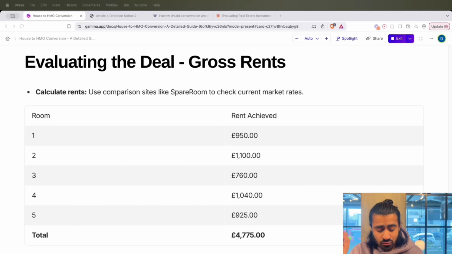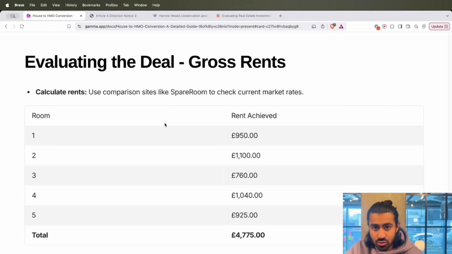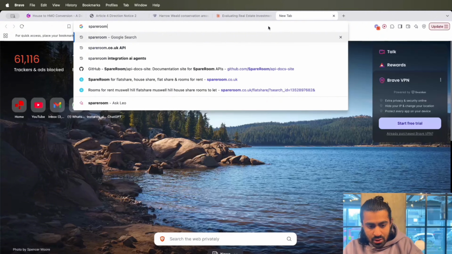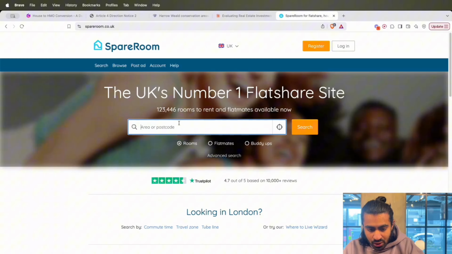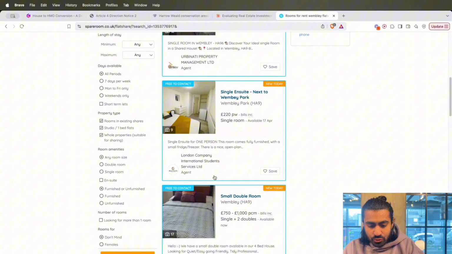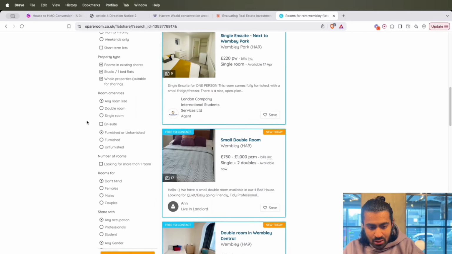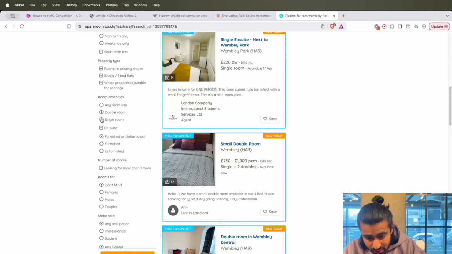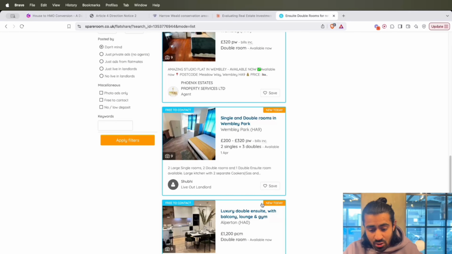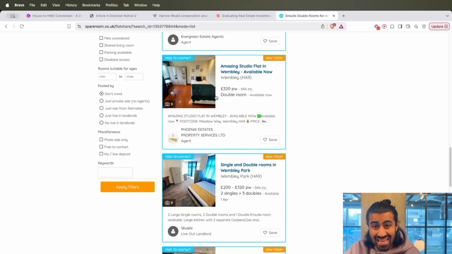Now, let's say you don't know what the rents need to be. You have no clue on how to measure what the rents are in your area when you're evaluating the deal. It's quite simple. You go onto a site called Spare Room. I'm sure you've probably heard of it. You type in, let's say, Wembley, and then you'll have a bunch of rooms. You can also look at whether it's furnished, whether it's an ensuite, whether it's a double or a single, and then you can have a look at specific rooms that look similar to the rooms that you're looking to give, and then you can estimate the cost of what your rooms will be based on a site like Spare Room.